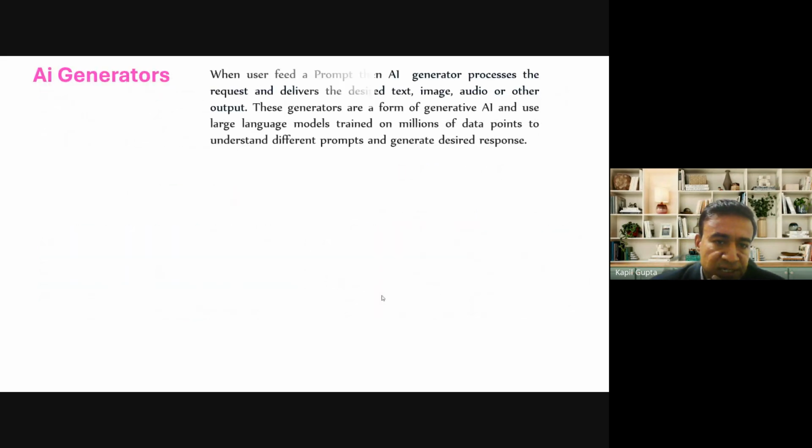So there are lots of AI generators which you can communicate with via prompts, the instructions you provide them, to get the desired response. That response can be in the form of text, image, audio, or video based upon your requirement. So these generators are a form of generative AI, and they use large language models which are trained on millions of data points. These millions of data points are whatever information is available on the internet in the form of research articles, books, data. So they are trained based on that, and while understanding our prompts, they can generate some response against that prompt in a fraction of time.